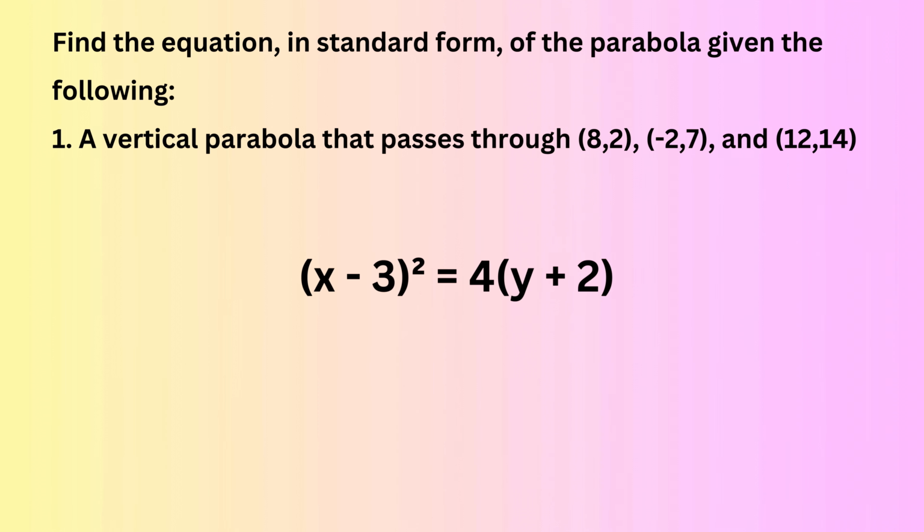This is now our standard form of equation of a parabola, x minus 4 squared equals 4 times y plus 2.